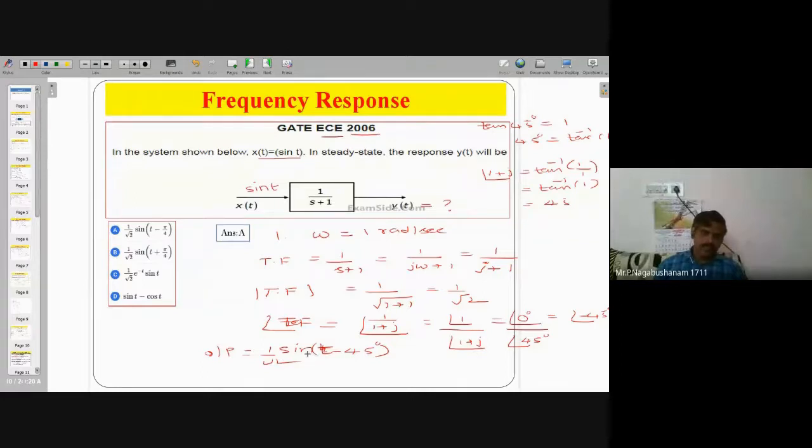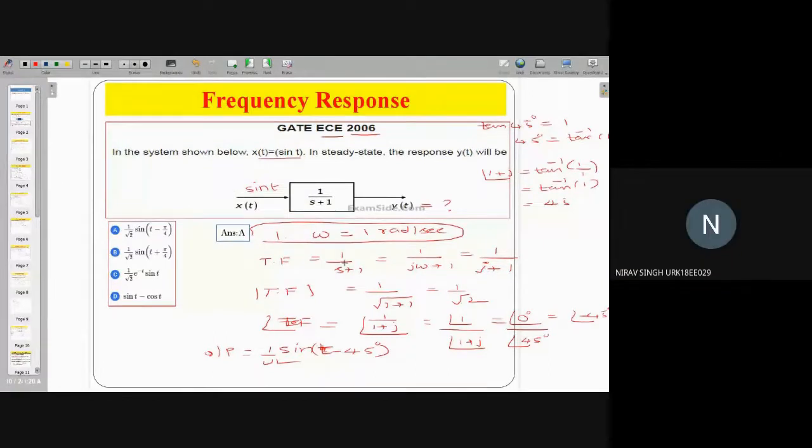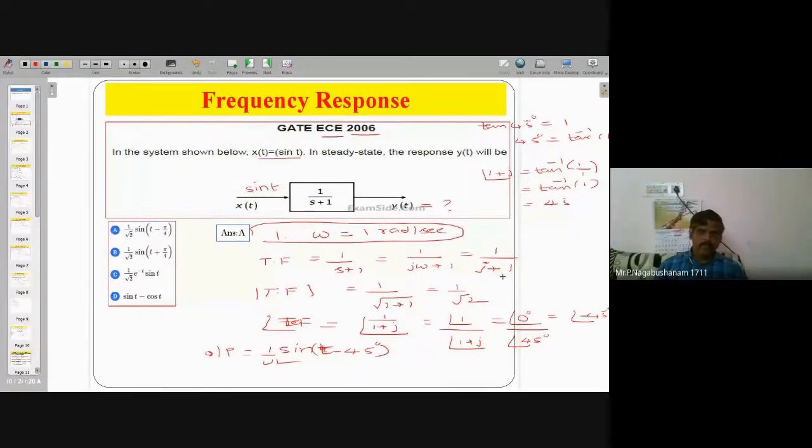Don't say it is taking time. No. If you have practice, you can skip this step. We can skip this one. It is not required. Omega equal to 1, you can keep it in your mind. Then the transfer function we can write directly here. Don't write this one. Then magnitude and phase angle we can directly write. But you should have practice.